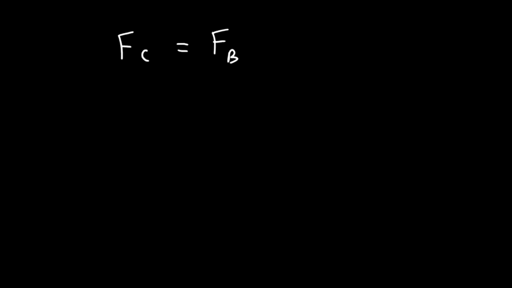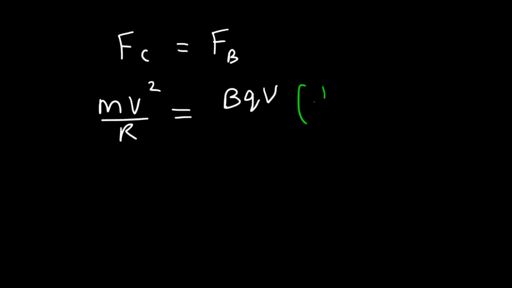The centripetal force is provided by the magnetic force. In this particular example, the centripetal force is equal to mv squared divided by r, which is the radius of the circle. The magnetic force is equal to bqv. Now, because the magnetic field and the velocity are perpendicular, we don't have to worry about the sign portion of this equation. Now, what we're going to do is multiply both sides by 1 over v.